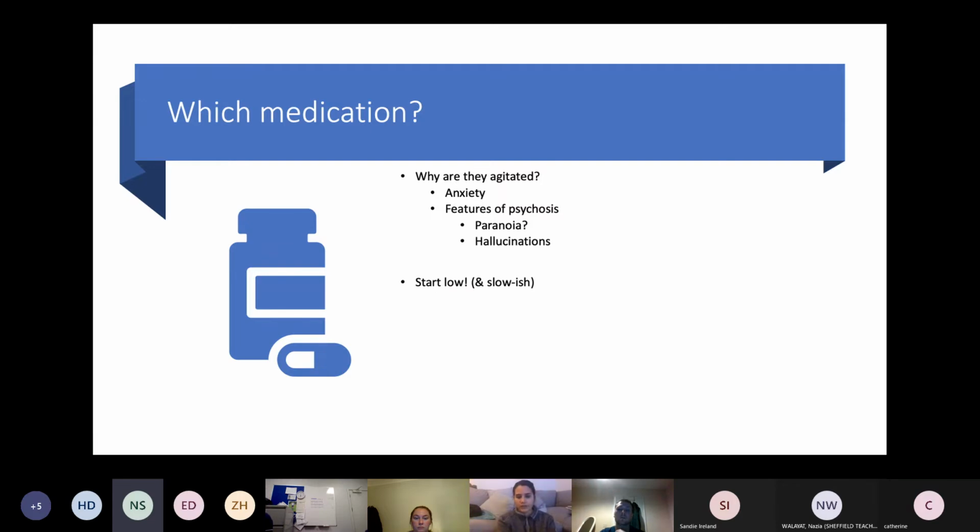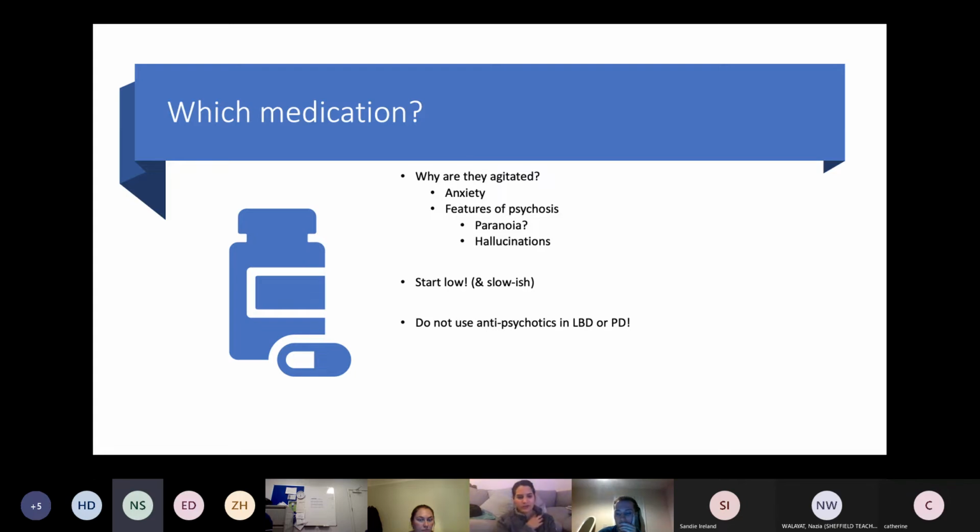So start low is always a key thing. And then I put slowish, because sometimes when you do give the lowest dose and the person is 95 kilograms, then a 0.5 dose is probably not going to do very much. But at the same time, it's probably safer to give a 0.5 dose and then give another one not too long after, rather than giving them the full whack in one go. But obviously, if they've got a low body weight, which a lot of frail older people have, then lower and slower, the better.